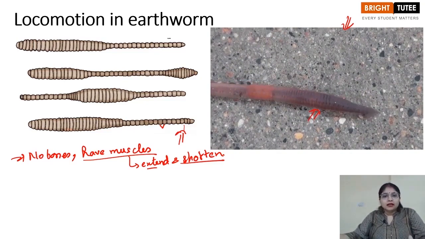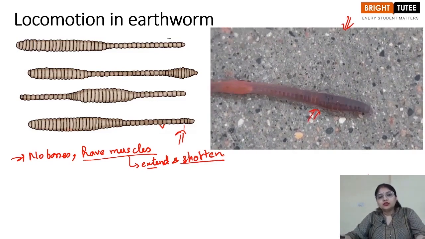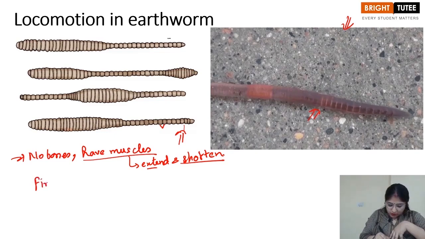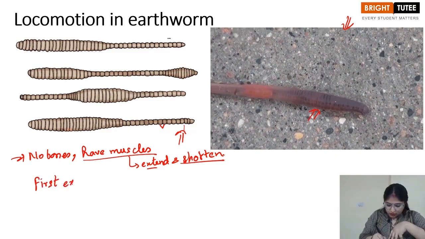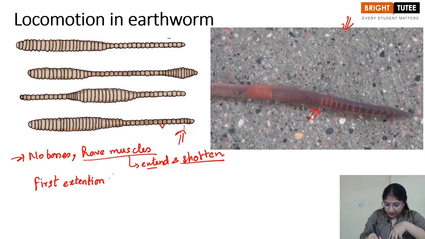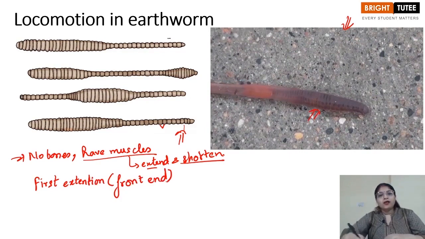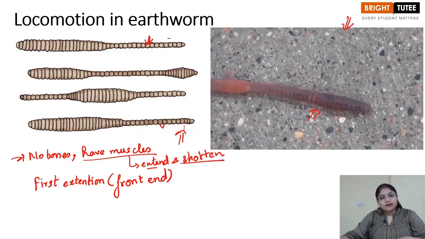Let's understand in a little detail how this takes place and how exactly the whole body of the earthworm is pushed forward. First of all, during the movement of the earthworm, first the extension takes place. First the extension occurs in the front end of the body. Right? As you can see in this diagram, first the extension has taken place. Over here also you can see that first the extension is taking place.